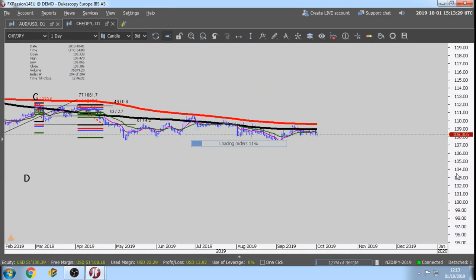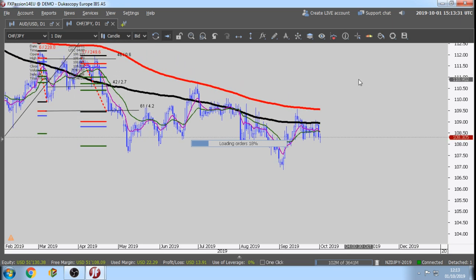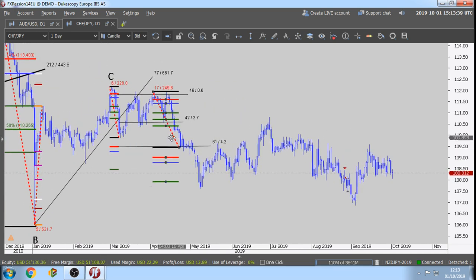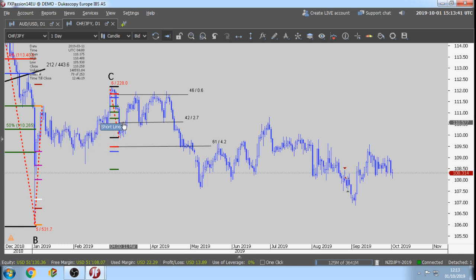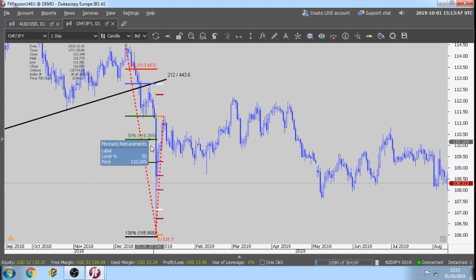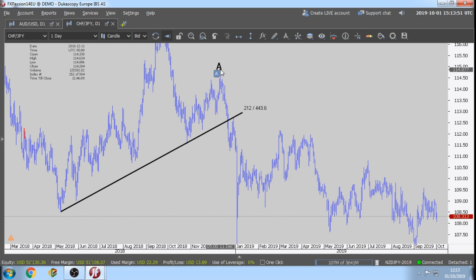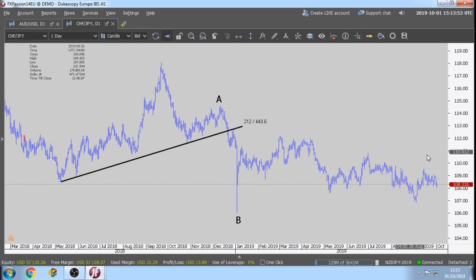Where are we? We are here right now. Delete, delete, delete. Okay, delete the Fibonacci's. I'm going to delete everything. We didn't learn the Fibonacci's yet. Okay, so this is the plain chart, this is CHF JPY.